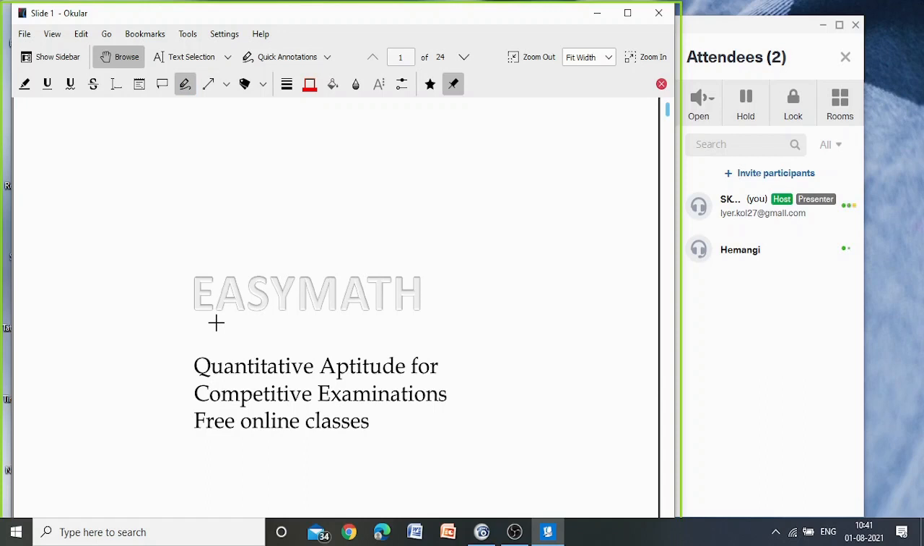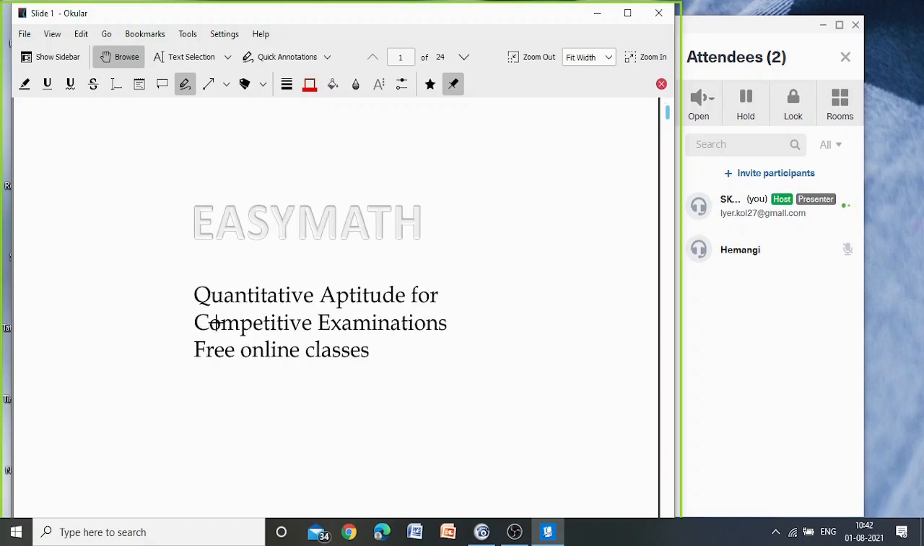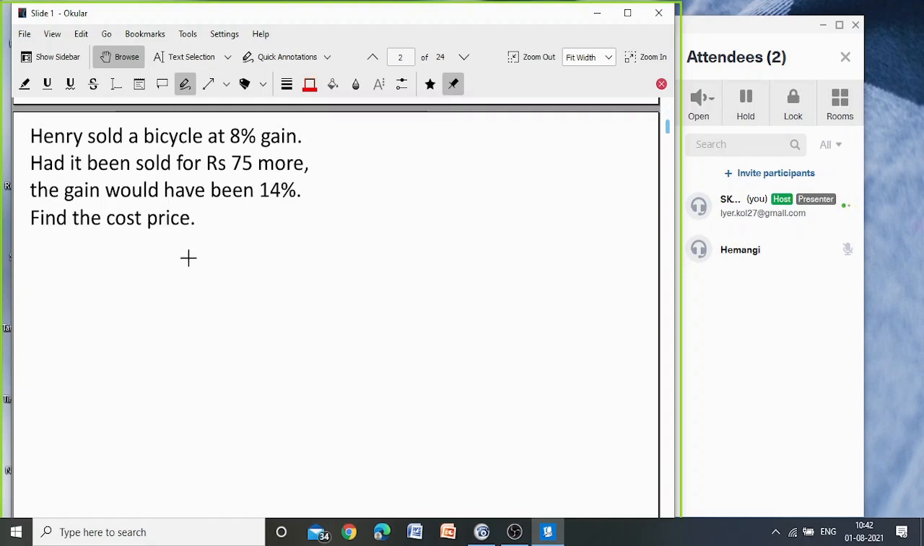So we have Easy Math. That is the name of the series we have. Quantitative aptitude for competitive examinations. Now, Henry sold a bicycle at 8% gain. These are simple sums, anyone can solve them, but the question is how to solve them in minimum time. It's a time factor. Because we are not teaching maths, we are teaching you how to solve it in minimum time, the quick tricks.